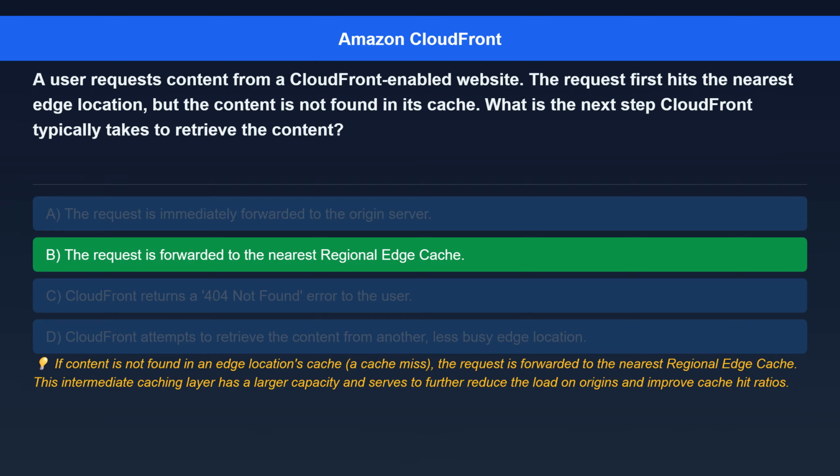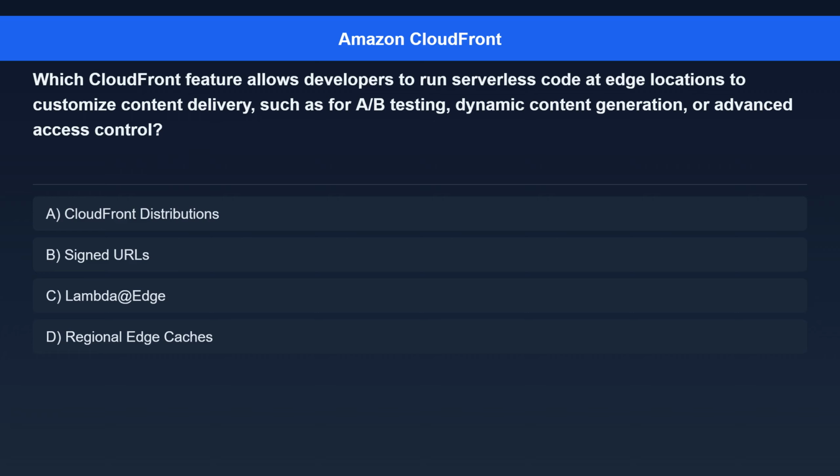The correct answer is the request is forwarded to the nearest regional edge cache. Here's the explanation. If content is not found in an edge location's cache, a cache miss, the request is forwarded to the nearest regional edge cache. This intermediate caching layer has a larger capacity and serves to further reduce the load on origins and improve cache hit ratios.